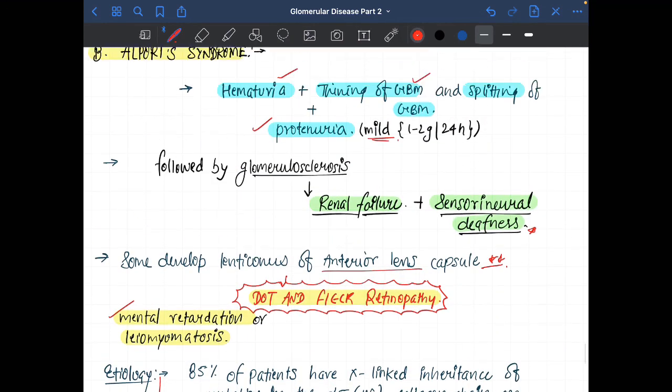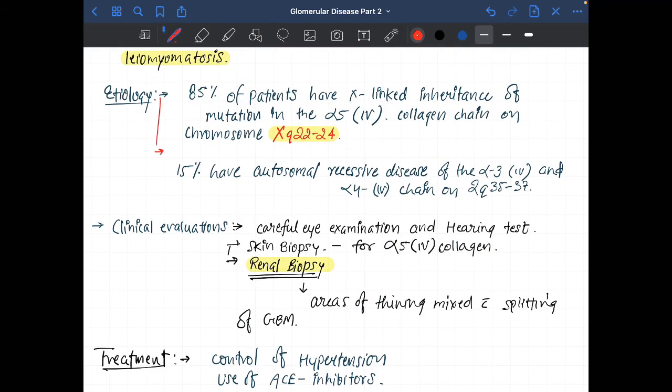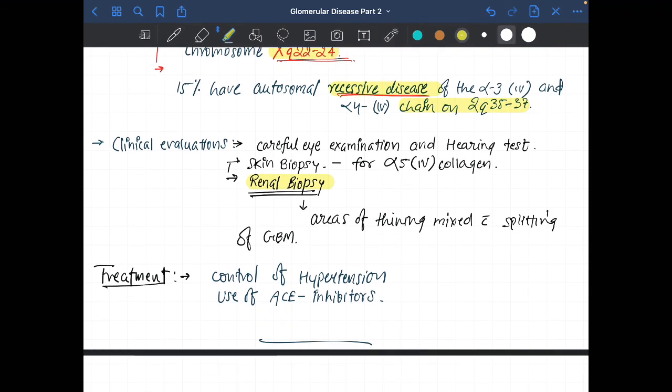Etiology of Alport syndrome: 85% of the patients have X-linked inheritance, with mutation in the alpha 5 chain of collagen 4 on chromosome X, Xq22-24. 15% have an autosomal recessive disorder with the alpha 3 and alpha 4 chains of collagen 4 on chromosome 2, 2q35-37.